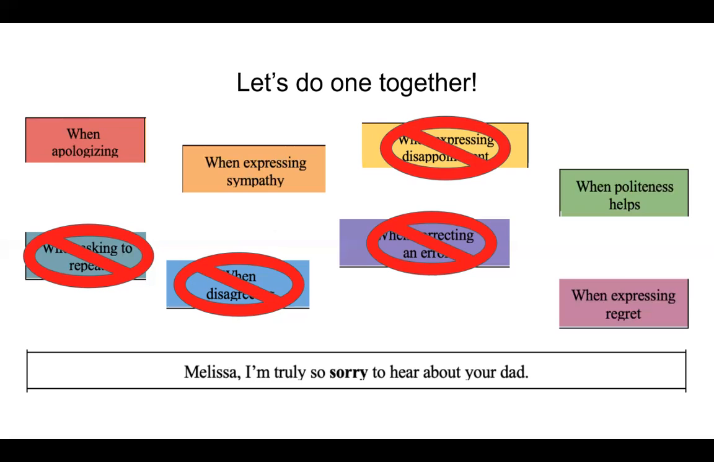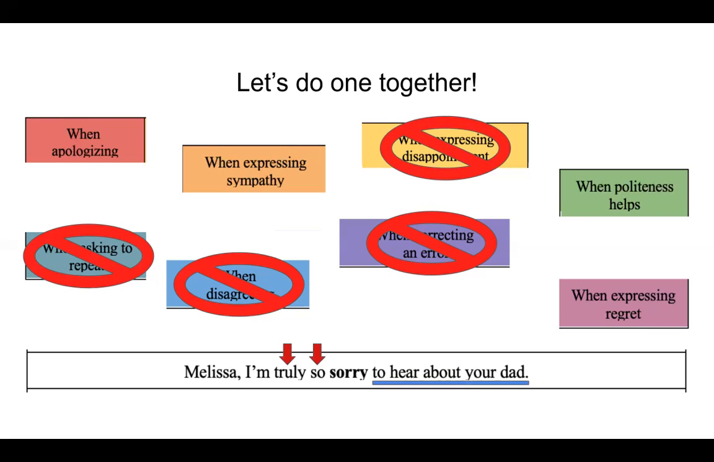So in front of the word sorry, there are two emphasizers, truly and so. So we can take from this that the sorry in this sentence is a very strong word. There are two emphasizers strengthening the word sorry here. And what is the speaker sorry about? The speaker is sorry to hear about Melissa's dad.